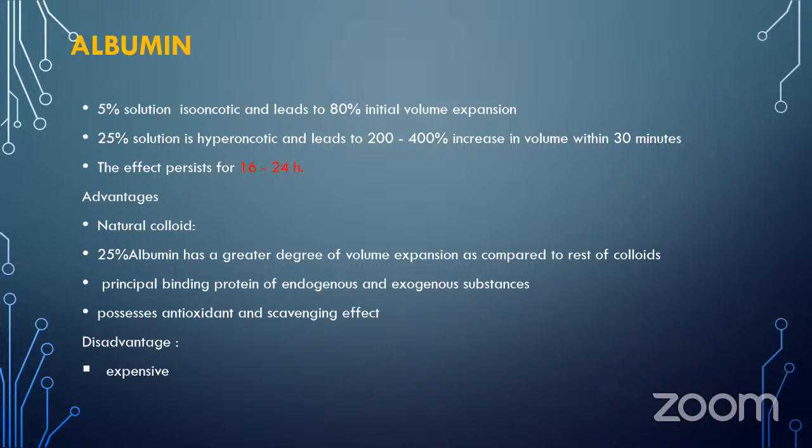So the advantage is that, being a natural colloid, 25% albumin has a greater degree of volume expansion as compared to the rest of the colloids. I still remember a paper comparing the initial fluid resuscitation of choice as 5% albumin, the Paul Marik paper, where he used a fluid challenge of 250 ml of 5% albumin, shown to have effective volume expansion compared to your crystalloids. And this hyperoncotic solution has a double expansion compared to your 5% solution. It is the principal binding protein of endogenous and exogenous substances, and also has some antioxidant and oxidant scavenging effect. The disadvantage is that it is expensive.